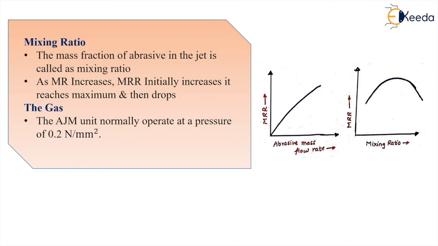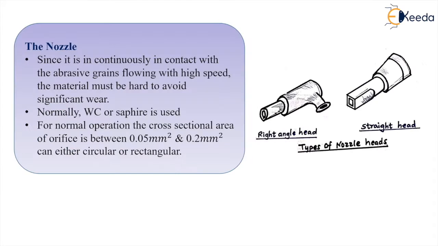Next process parameter is the gas. In an AJM unit, normally the operating pressure is about 0.2 megapascal. Now if you look at the nozzles used in AJM, these nozzles are continually in contact with abrasive grains flowing at very high speed, so there are chances of wear and tear of the nozzle material also.